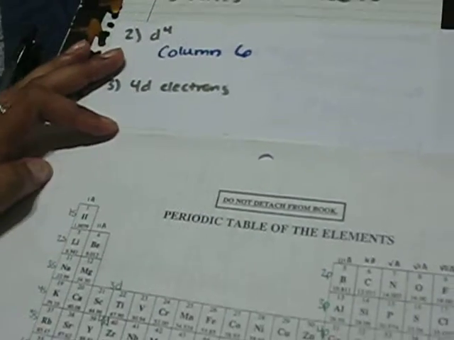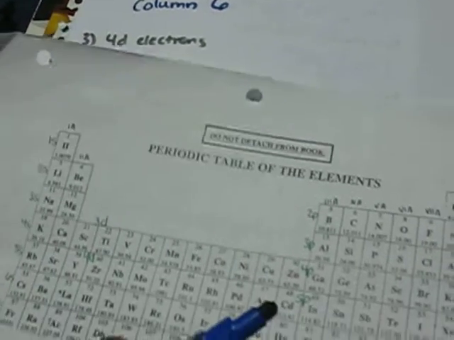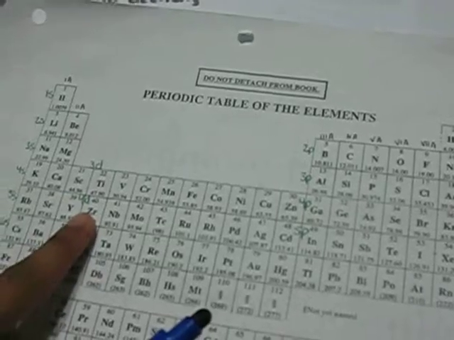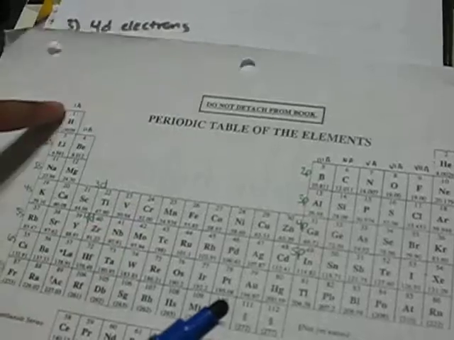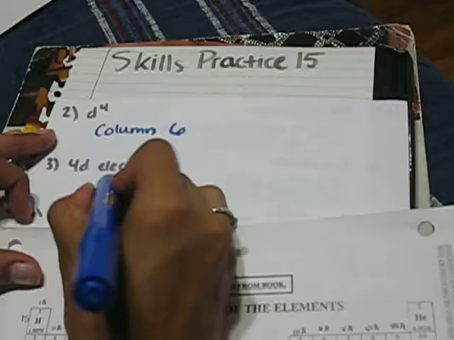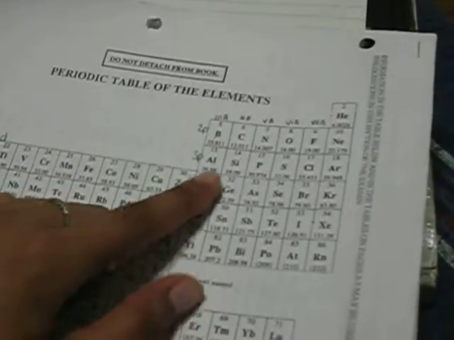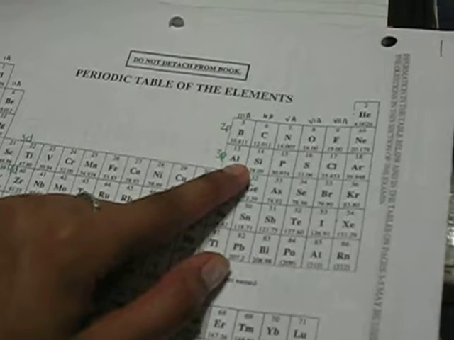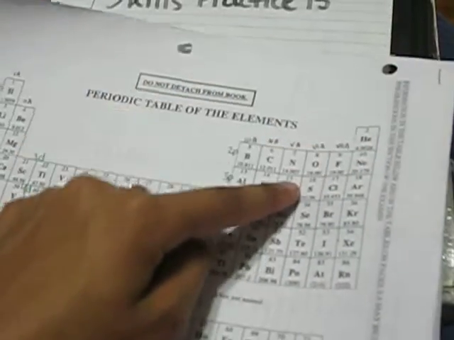Now, what row of the periodic table contains elements with 4d electrons? 4d electrons, as we can see from our labeling, are in this row. And that row is 1, 2, 3, 4. It's the fifth row. For 3p electrons, from our labeling, you can see the 3p elements are right here, and that is the third row.